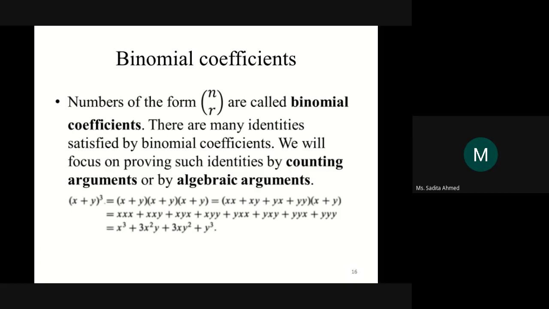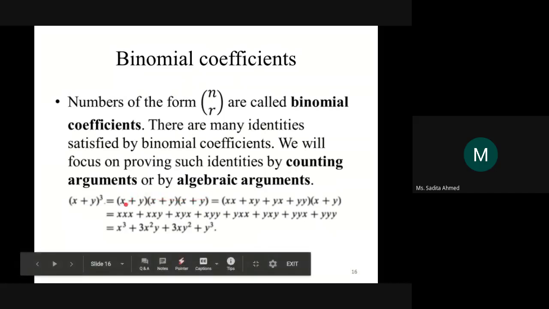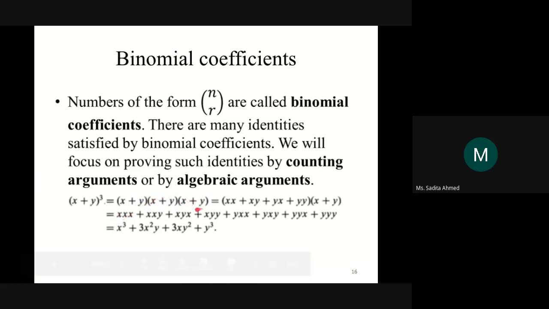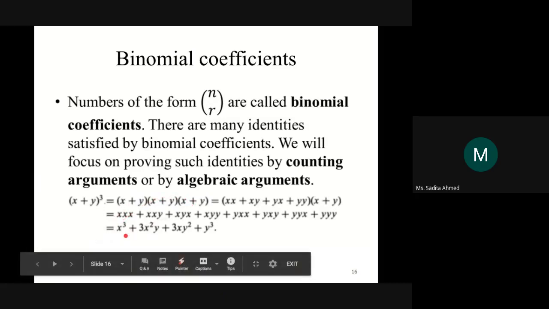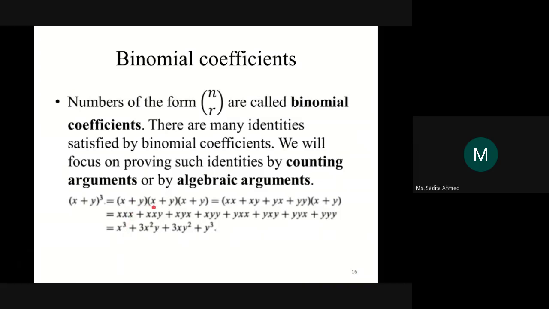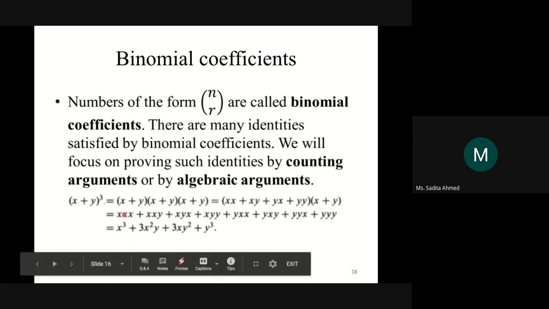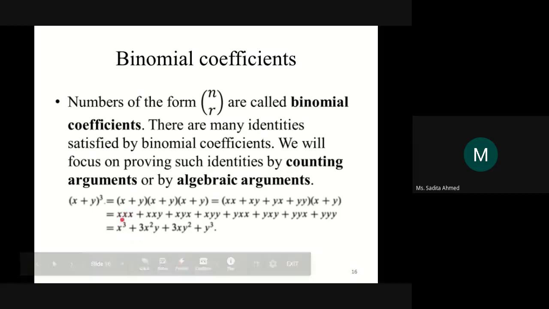3C0 or 3C3. If you think about it from the perspective of x, there are 3C3 ways to choose x 3 times. If you look at it from the perspective of y, there are 3C0 ways to not choose y at all, each of which gives us 1. So there is only one way to do this. Since there is only one way, that is the reason we have only one x cubed term.